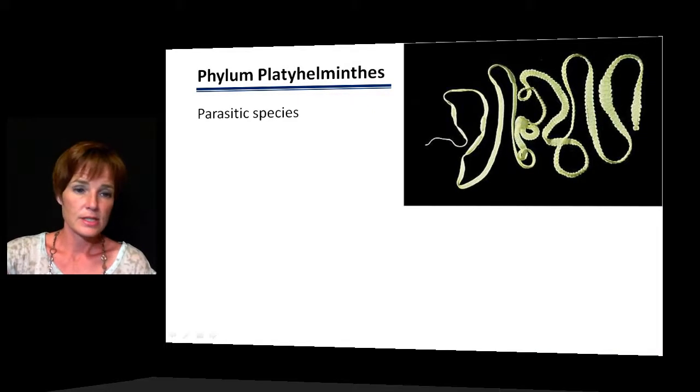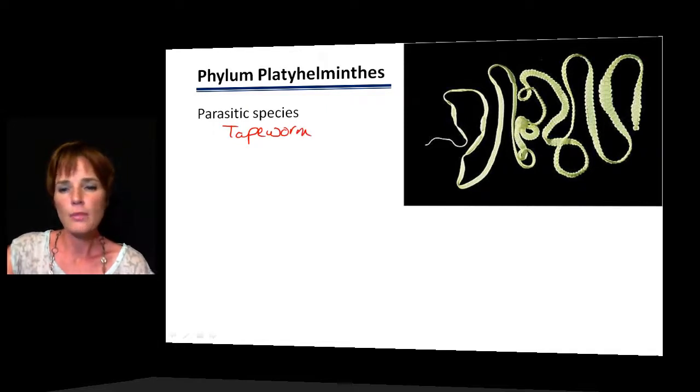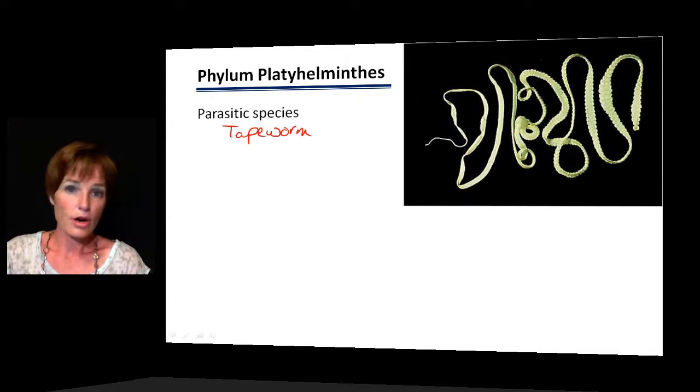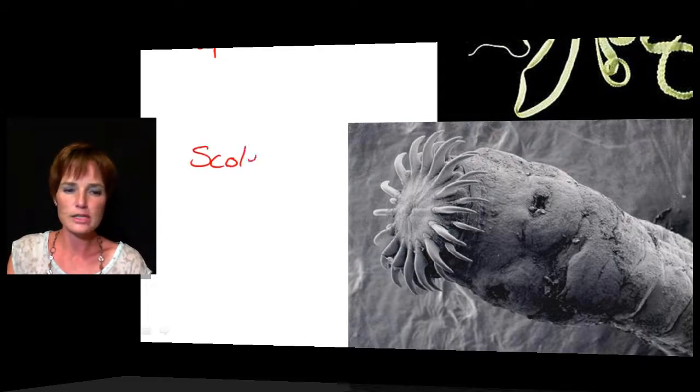Another parasitic species is the tapeworm. So that's what we're seeing on this slide. And tapeworms, they can be small, they can actually be very long as well. And they are very, very thin and very, very long. So that's where the tape part comes from. If we look at this picture, they have a really pretty scary structure to them. This would be the head of it that we're seeing here, and the head is called the scolex.